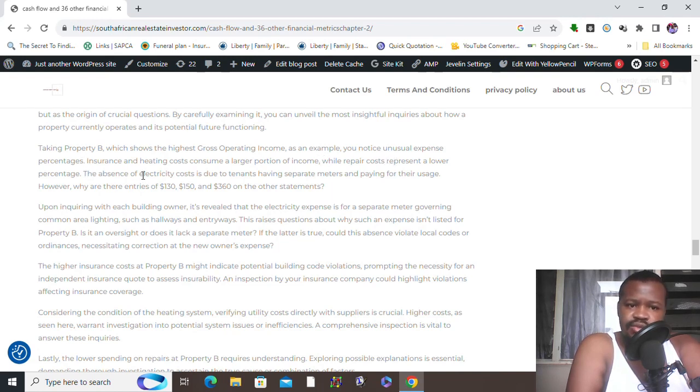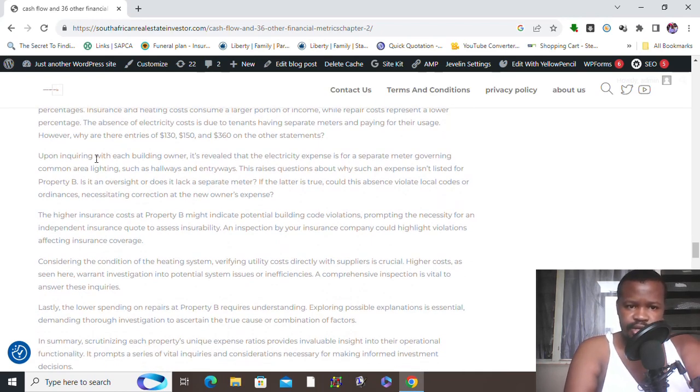percentage. The absence of electricity costs is due to tenants having separate meters and paying for their usage. However, why are there entries of 130 rand, 150 rand, 360 rand on other statements? Upon inquiring with each building owner, it's revealed that the electricity expense is for the separate meter governing the common area lighting, such as hallways and entryways. This raises questions about why such an expense isn't listed in Property B. Is it an oversight, or is it a lack of a separate meter?